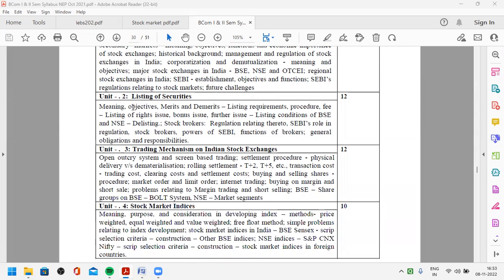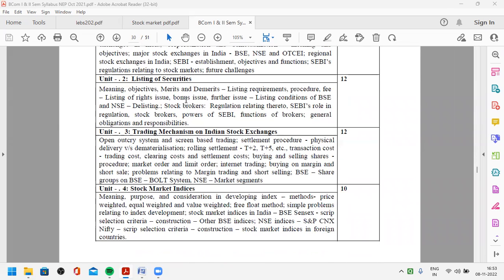The second unit is listing of securities. So the meaning of listing of securities you will have to learn. Next, objectives, merits and demerits, listing requirements to list the shares on the stock exchanges. What are the requirements? What is the procedure? Fees and listing of rights issue, bonus issue, and further issues. How about the procedure of all this, and listing conditions of BSE and NSE, because there are 2 stock exchanges, BSE and NSE, and what are the conditions in both the stock exchanges you will have to learn, and delisting.